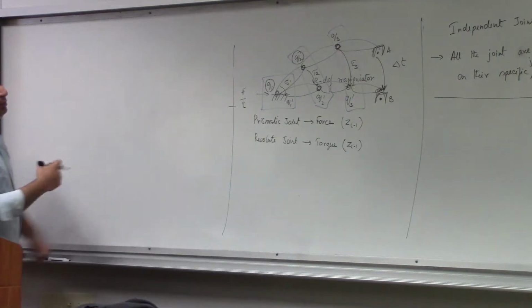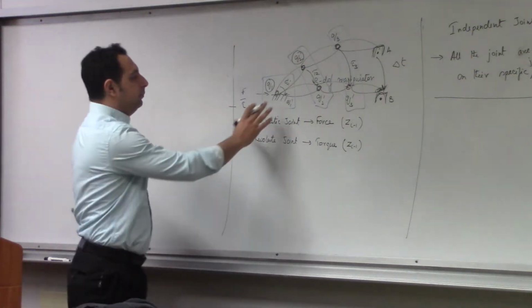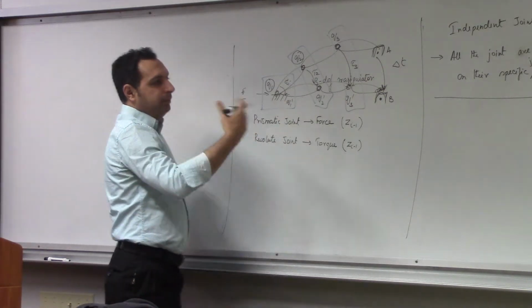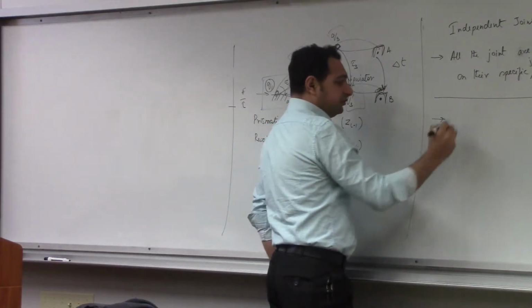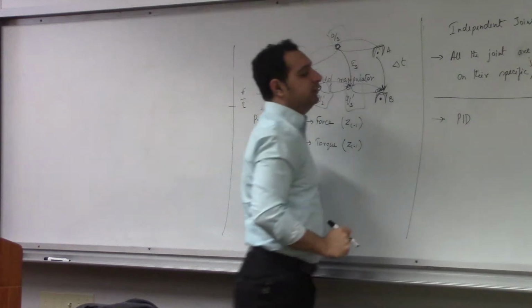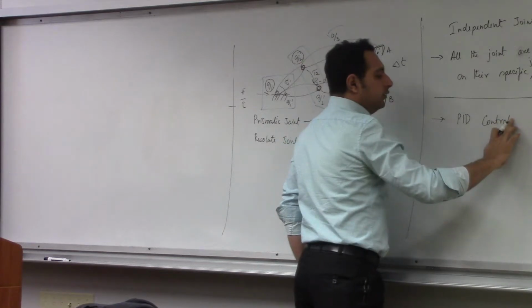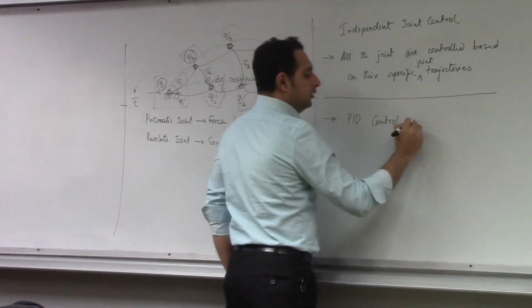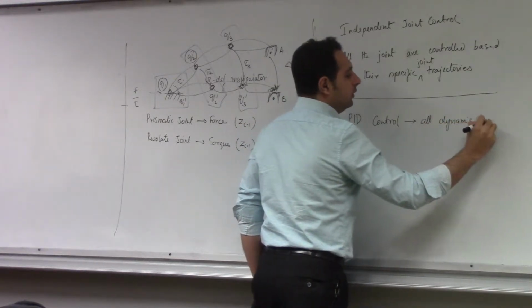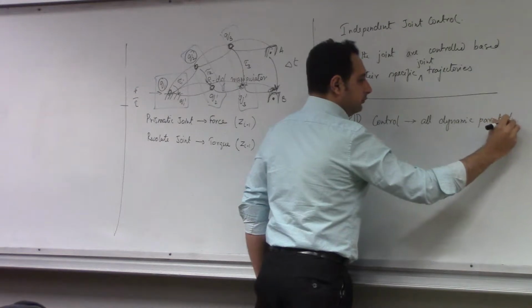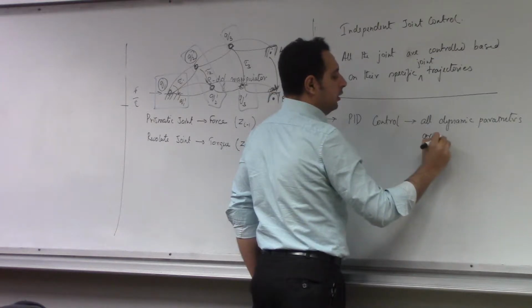So in this case, if you employ a similar mechanism in the case of a joint control where you don't know the mass of the links or you don't know the dynamic parameters, we call this a PID controller. PID control, where we do not know the parameters. Okay, all dynamic parameters are ignored.